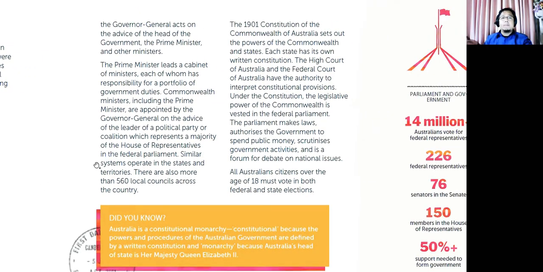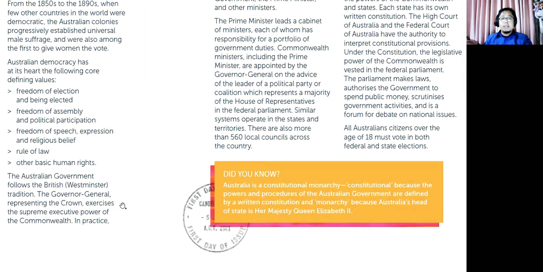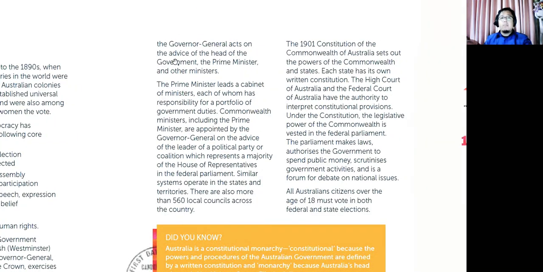Kemudian kita lanjutkan. In practice, pada prakteknya, the Governor-General bertindak sebagai advisor of the head of the government, the Prime Minister, and other ministers. Jadi, Governor-General ini bertindak dalam rangka sebagai penasihat terhadap kepala negara, kemudian Perdana Menteri, dan juga other ministers. Jadi dia ikut kepada Queen of Elizabeth.